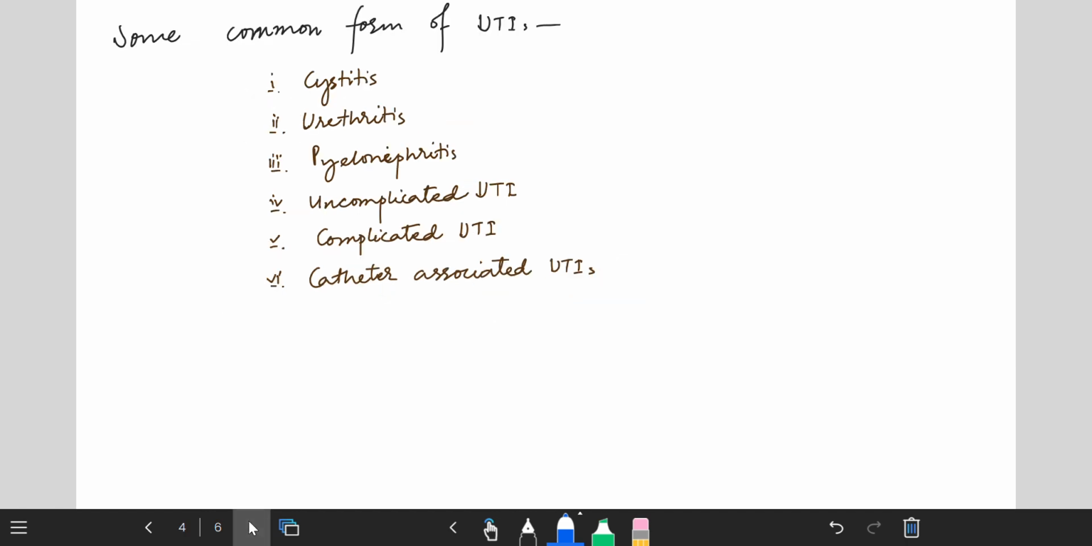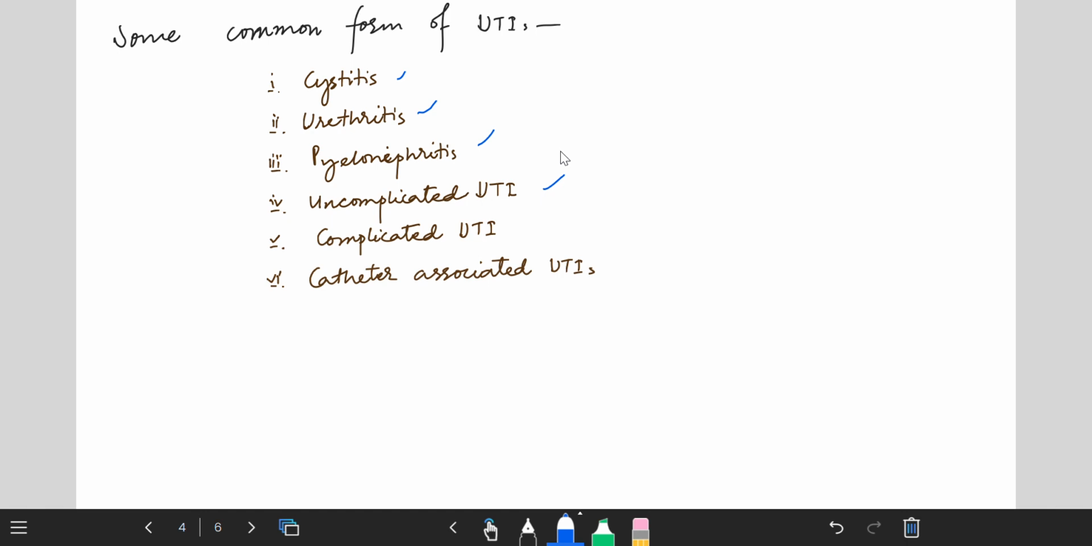Now, what are the common forms of UTI? First one is cystitis. What is cystitis? If the bladder infection occurs, then it is known as cystitis. Urethritis means infection within the urethra. Pyelonephritis means when the kidneys get infected with UTIs, that is known as pyelonephritis.